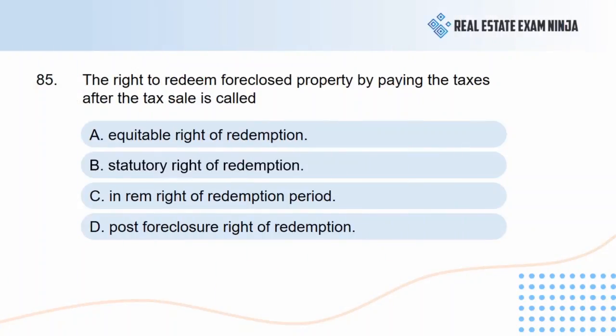Number 85. The right to redeem foreclosed property by paying the taxes after the tax sale is called: A, equitable right of redemption. B, statutory right of redemption. C, in rem right of redemption period. D, post-foreclosure right of redemption.